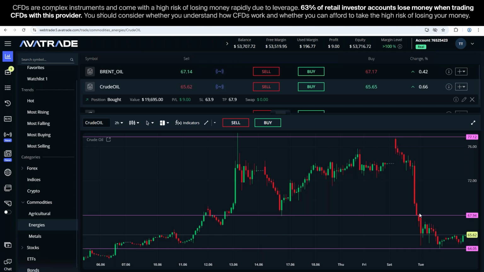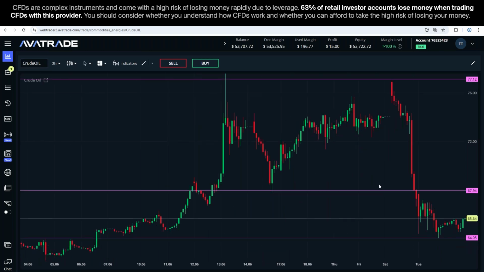It may be more neutral than anything, and the technical setup looks pretty nice with this support level, having been tested with a lot of momentum and holding for a day or so now. Any questions, comments on this idea with crude oil, the technical setup, the risk management, etc.? I'll pause for a moment. And if I see any questions pop up, I'll go ahead and address them.